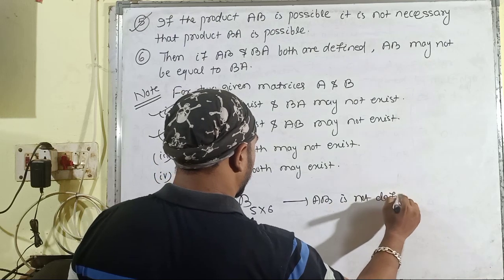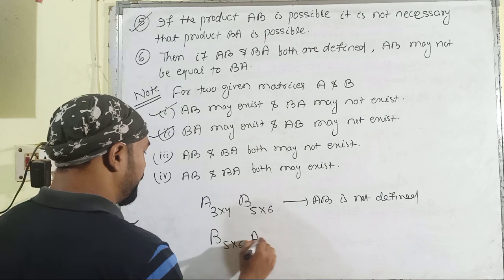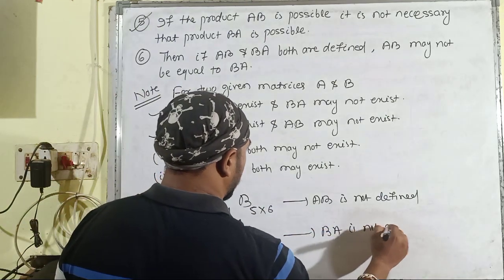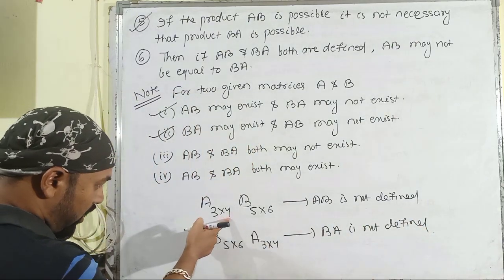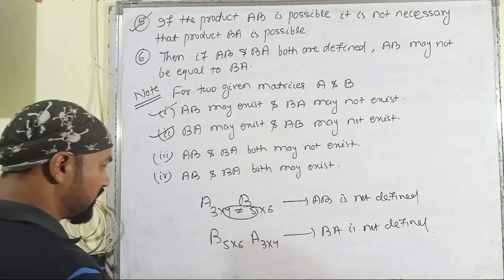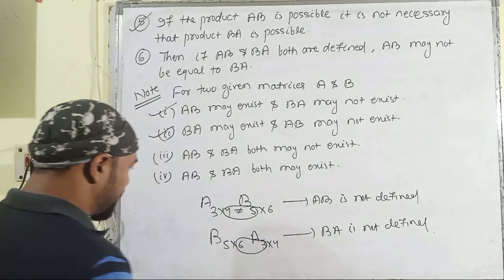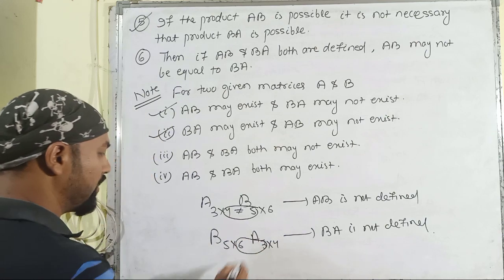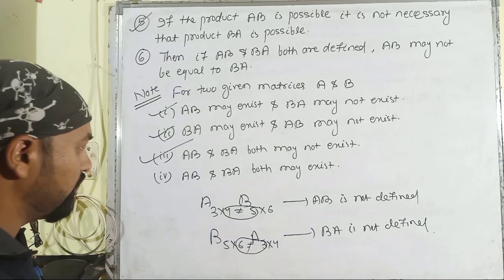AB is not defined, and BA is also not defined here. And you can see the reason here. In the case of AB, the number of columns of the first matrix is not equal to the number of rows of the second matrix. In the case of BA, again the same case arises here. The number of columns of the first matrix is not equal to the number of rows of the second matrix. So BA is not defined. So note number 3 is clear from here.